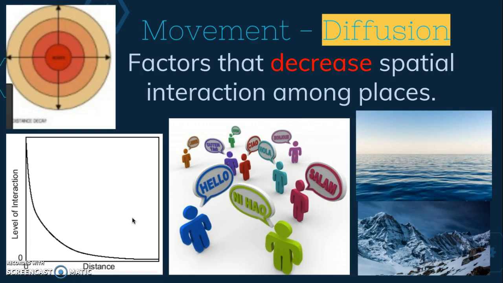Okay, so some factors that may impact interaction among places. First of all, you need to think about accessibility, transportation, and communication connectivity. So the first term that you need to know is time-space compression.